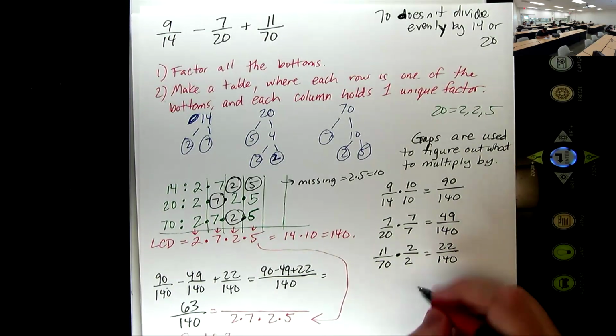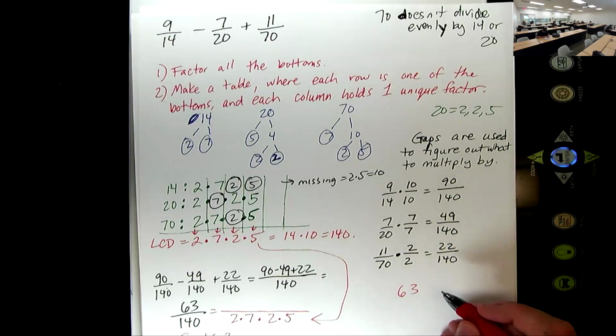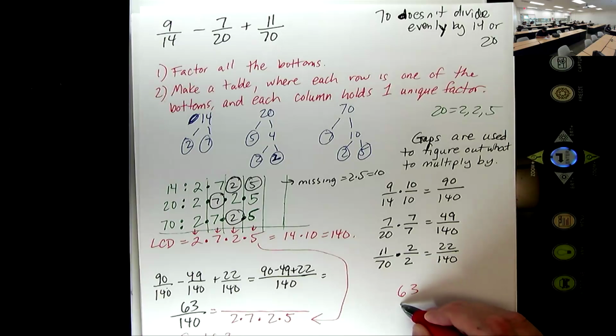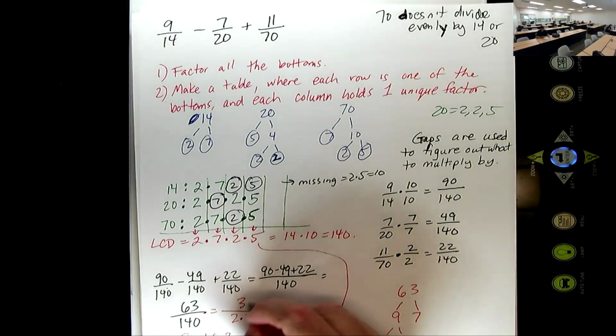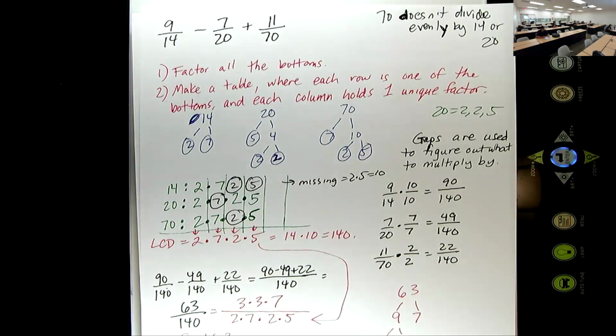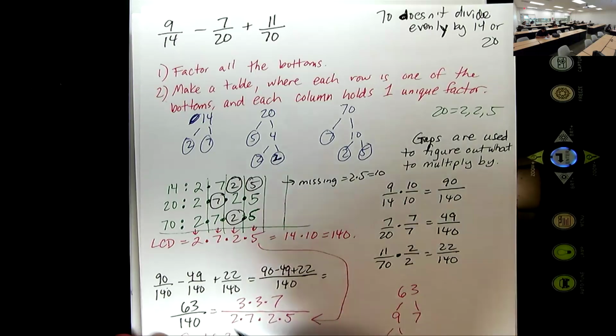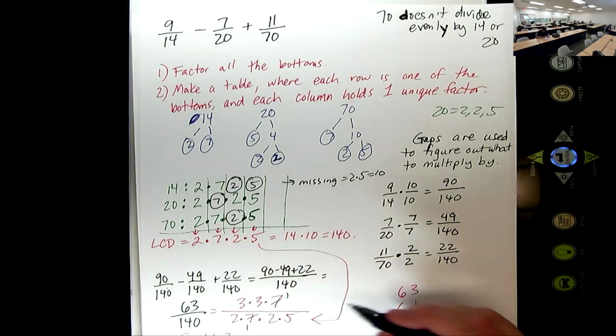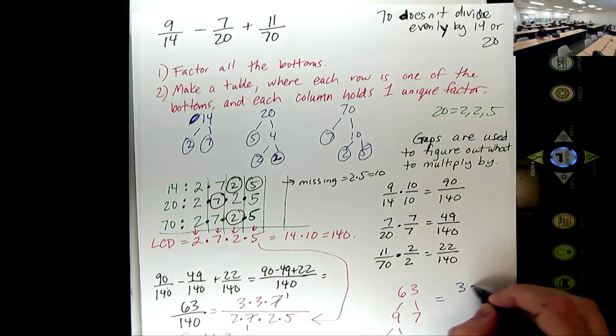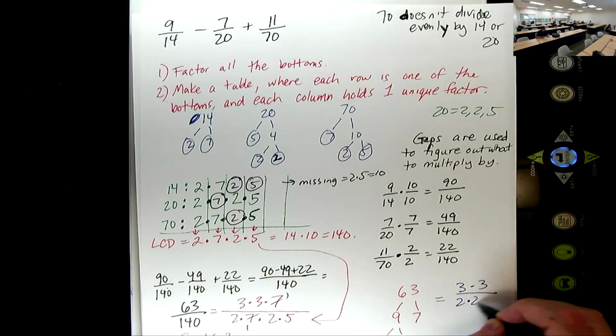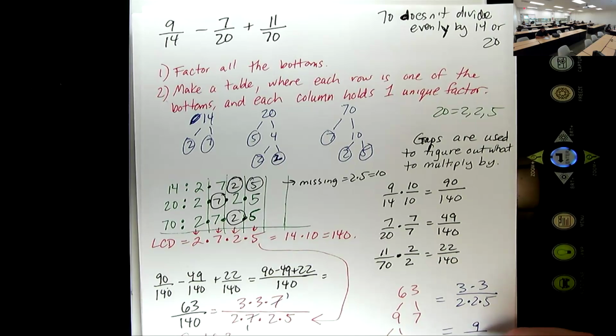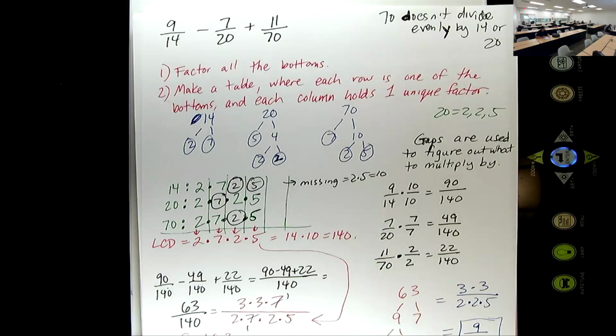Now we just gotta do the 63, what does 63 break down into? Anyone know? It's on the times table. 9 times 7. And 9 would be 3 and 3. So it looks like a 7's gonna cancel. And the top is 3 times 3. The bottom is 2 times 2 times 5. We end up having 9/20.